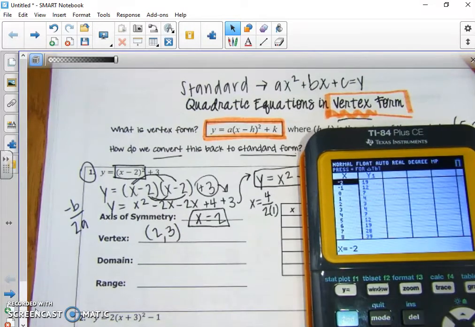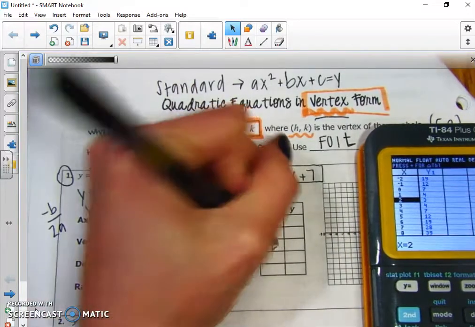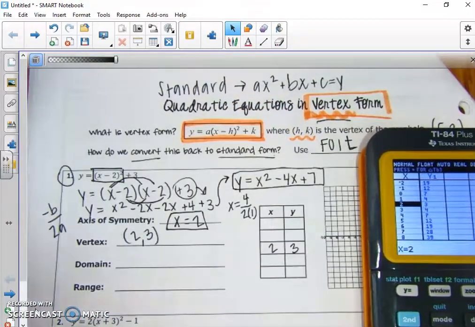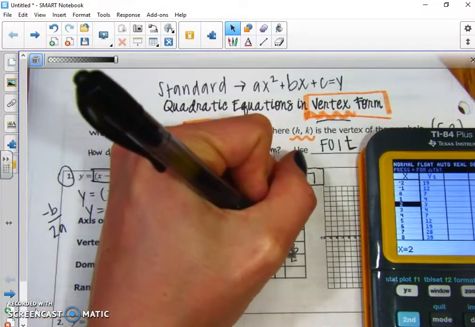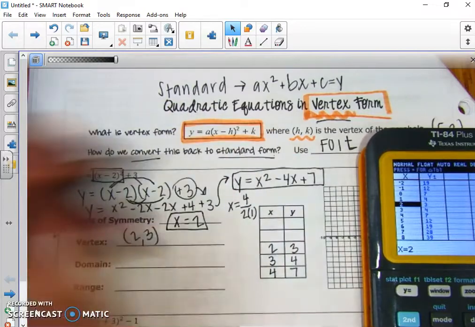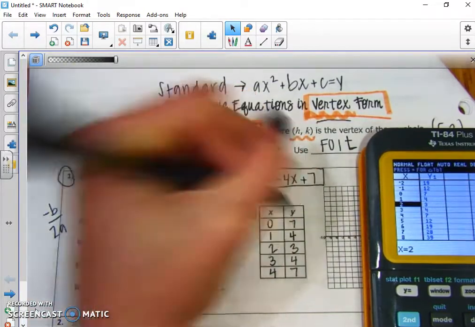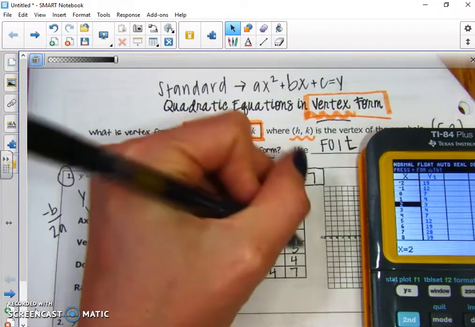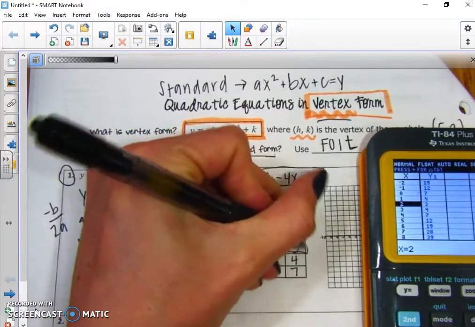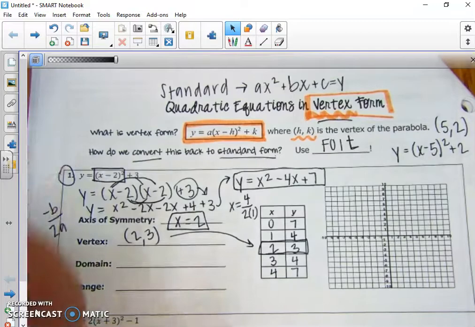Let's look at our table. There we go, vertex is (2, 3). So let's fill in the rest of these table values. (2, 3) is going to be in the middle. Then we're going to have 3 goes to 4, and 4 goes to 7. 1 goes to 4, and 0 goes to 7. This is good. We've got our symmetric table right there, right about the line of symmetry. There's our vertex. Okay.